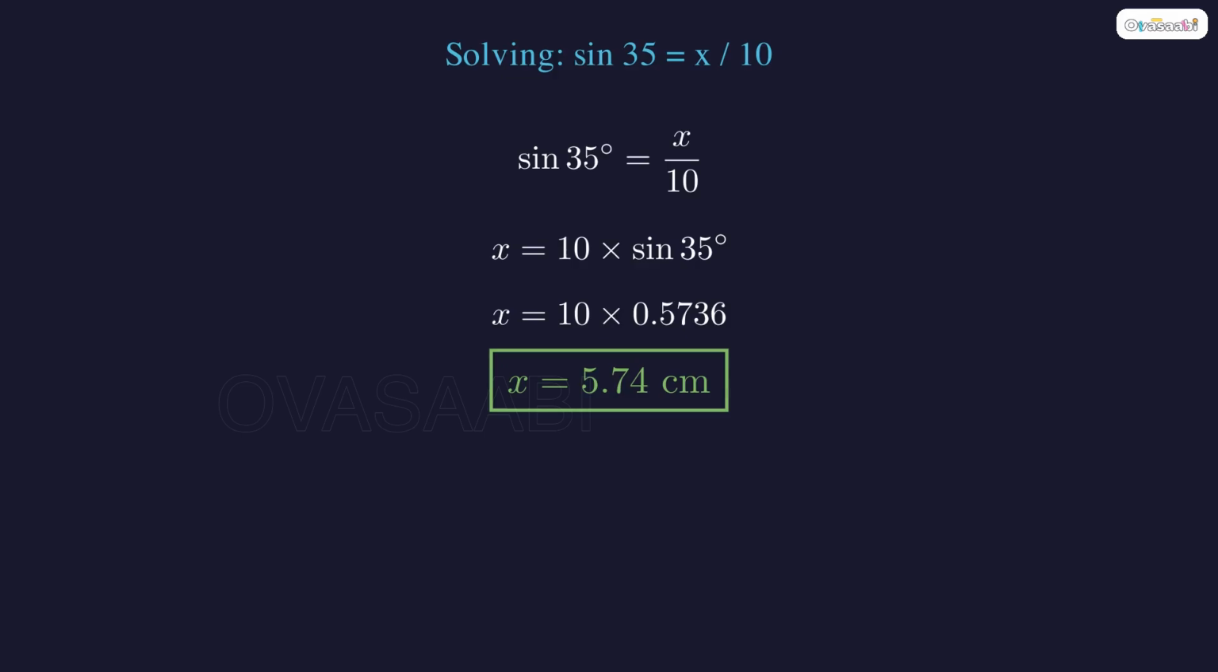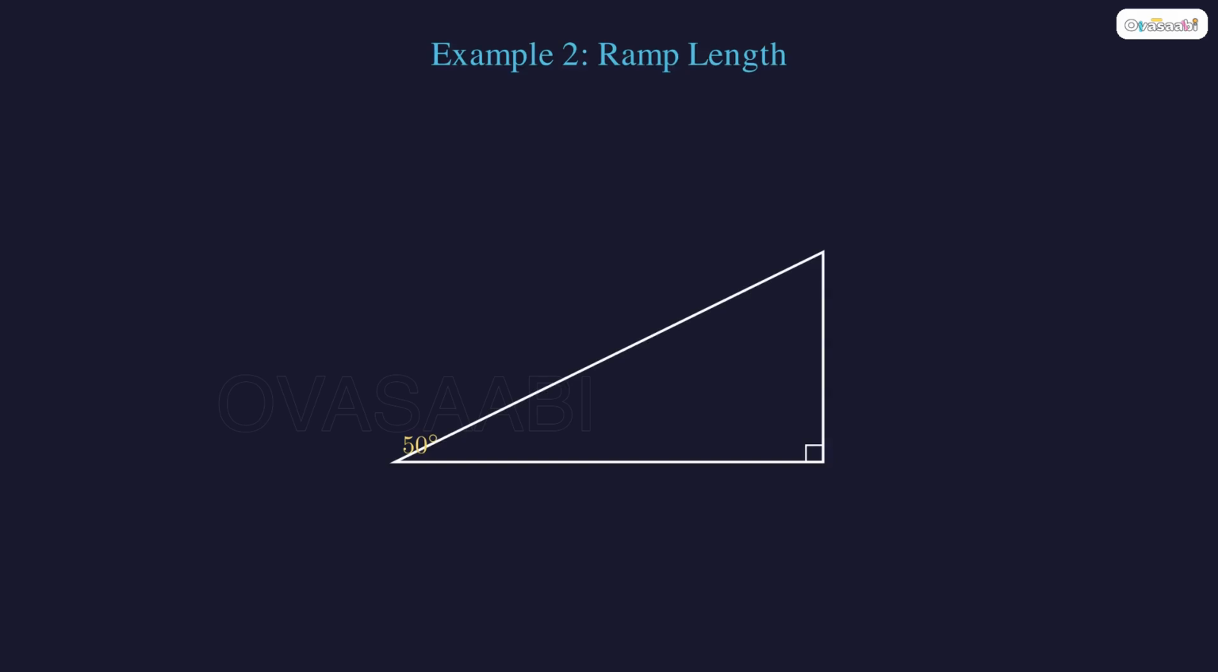We know the hypotenuse and want the opposite, so use sine. Sin 35 equals x over 10. Multiply both sides by 10. X equals 10 times 0.5736, which gives 5.74 centimeters.